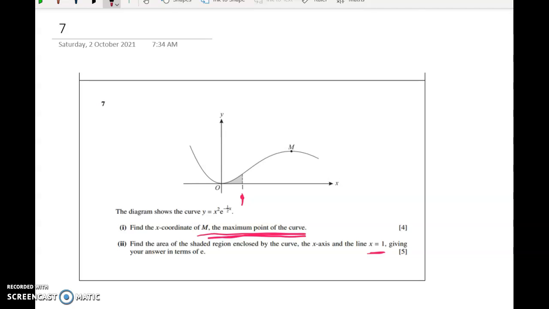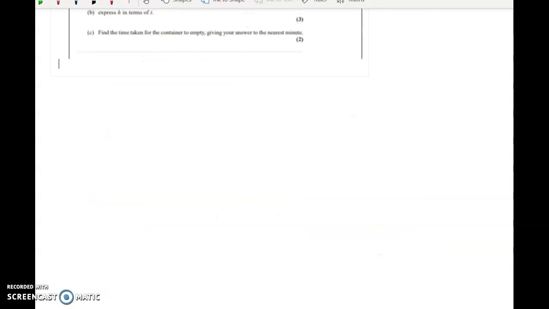All right, so I know we've done this one in class, but I also know that some of you wanted to go through it a few more times. So first of all, finding the maximum point. So this was a straightforward product rule question.